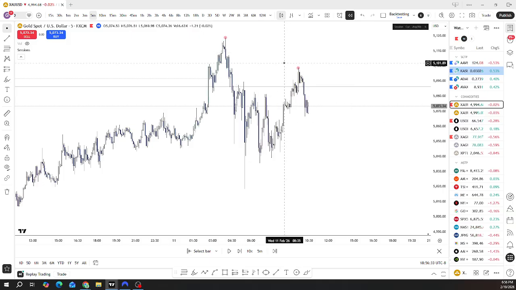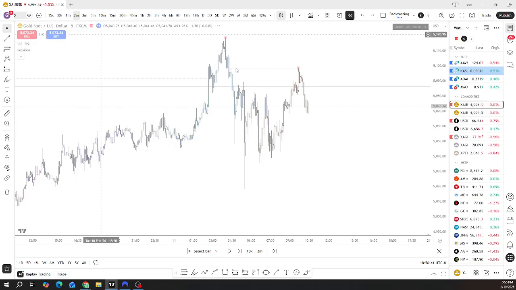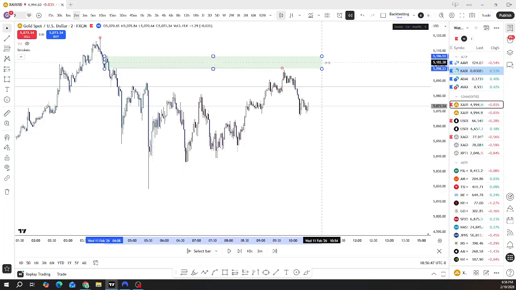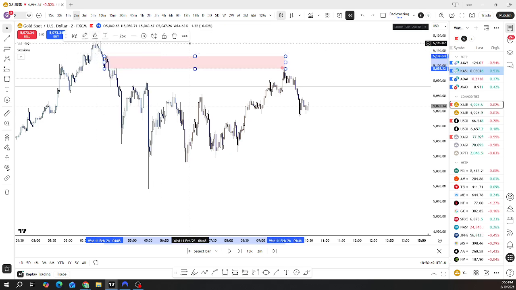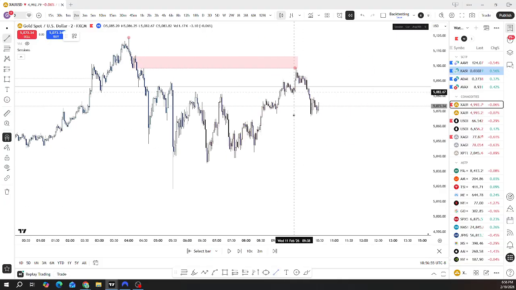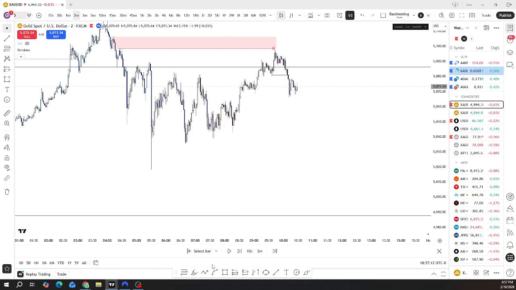So price came up here, swept the extreme liquidity there. Kind of mitigated this POI that was already mitigated, just like that. Swept the extreme liquidity, got this bearish break. This could also be viewed as extreme liquidity, but either way.